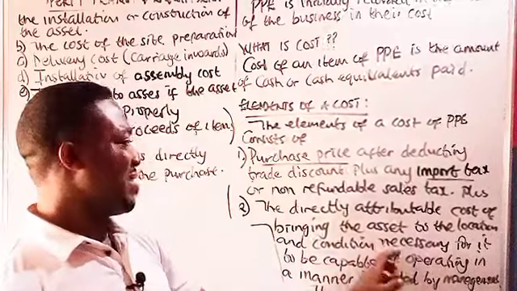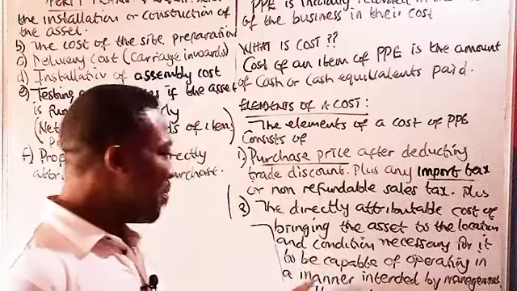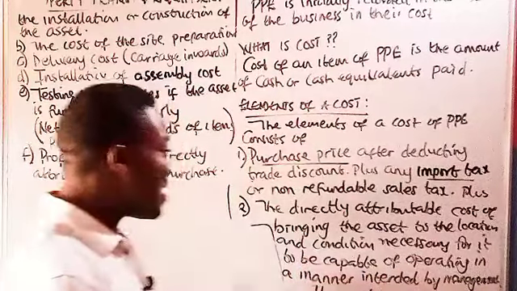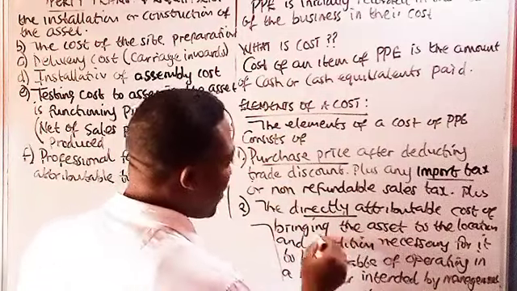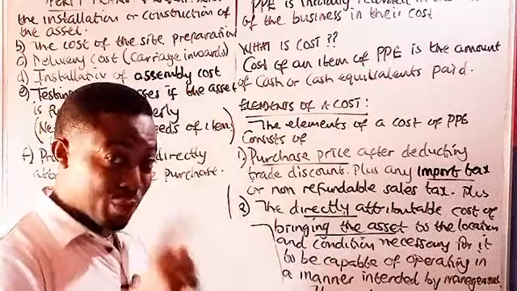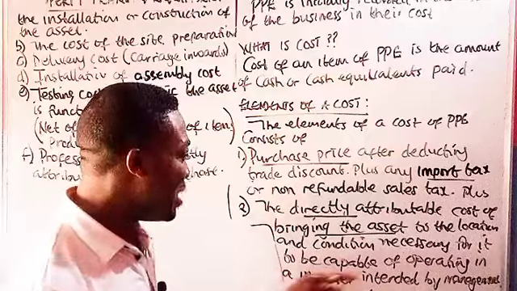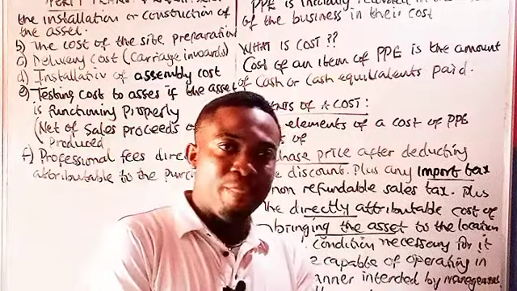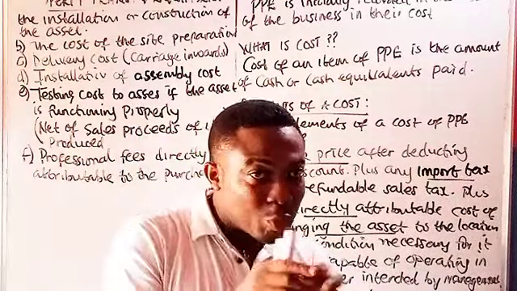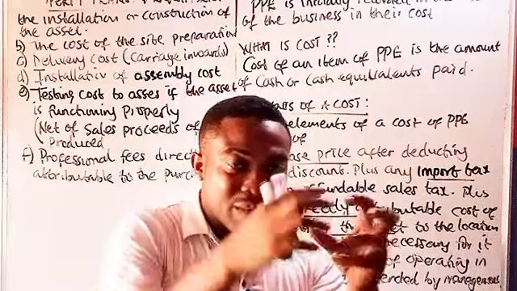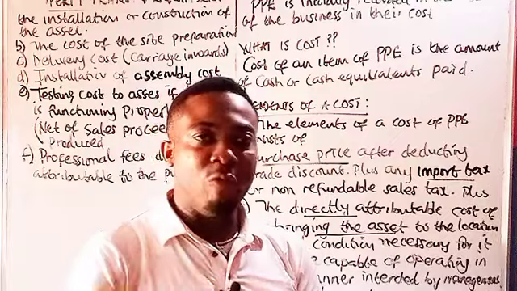Okay, so you see the second element of a cost we said is the directly attributable cost of bringing the asset to the location and condition necessary for it to be capable of operating in a manner intended by the management. So it means that any cost that is directly involved in bringing the asset from where it is purchased to the location, and also the costs involved in ensuring that it is operating in a good manner intended by the management, all cost that is directly attributable to that asset is involved in the cost of that item as an element of PPE.